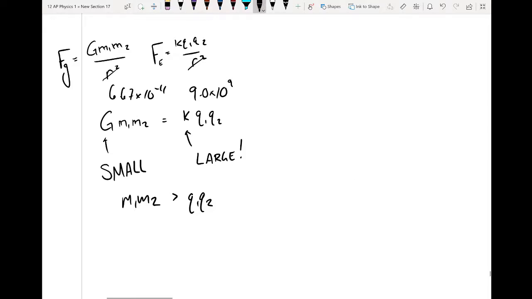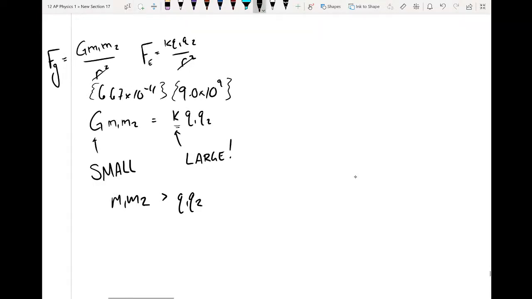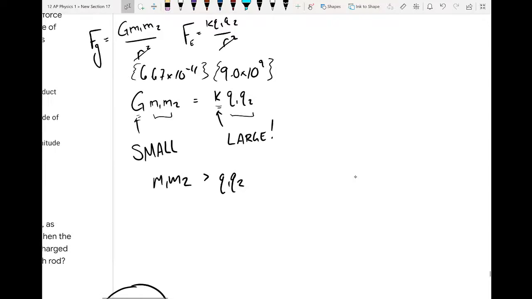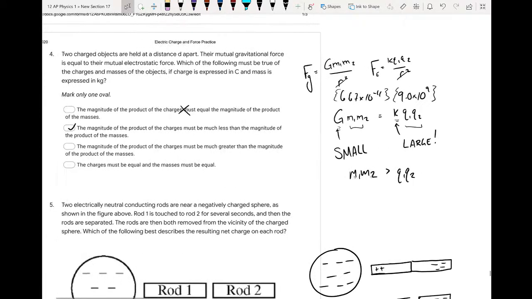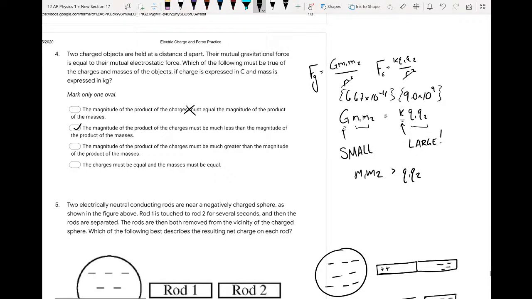G is 6.67 times 10 to the negative 11th, and k is 9 times 10 to the 9th, so a very large number. So k is very large, G is very small, but these two things equal each other. So that means that m1 m2 has to be large, and q1 q2 has to be small, so that we can have this balancing out and these two sides can indeed equal each other. So this is going to have to be this one: the magnitude of the product of the charges must be much less than the magnitude of the product of the masses.